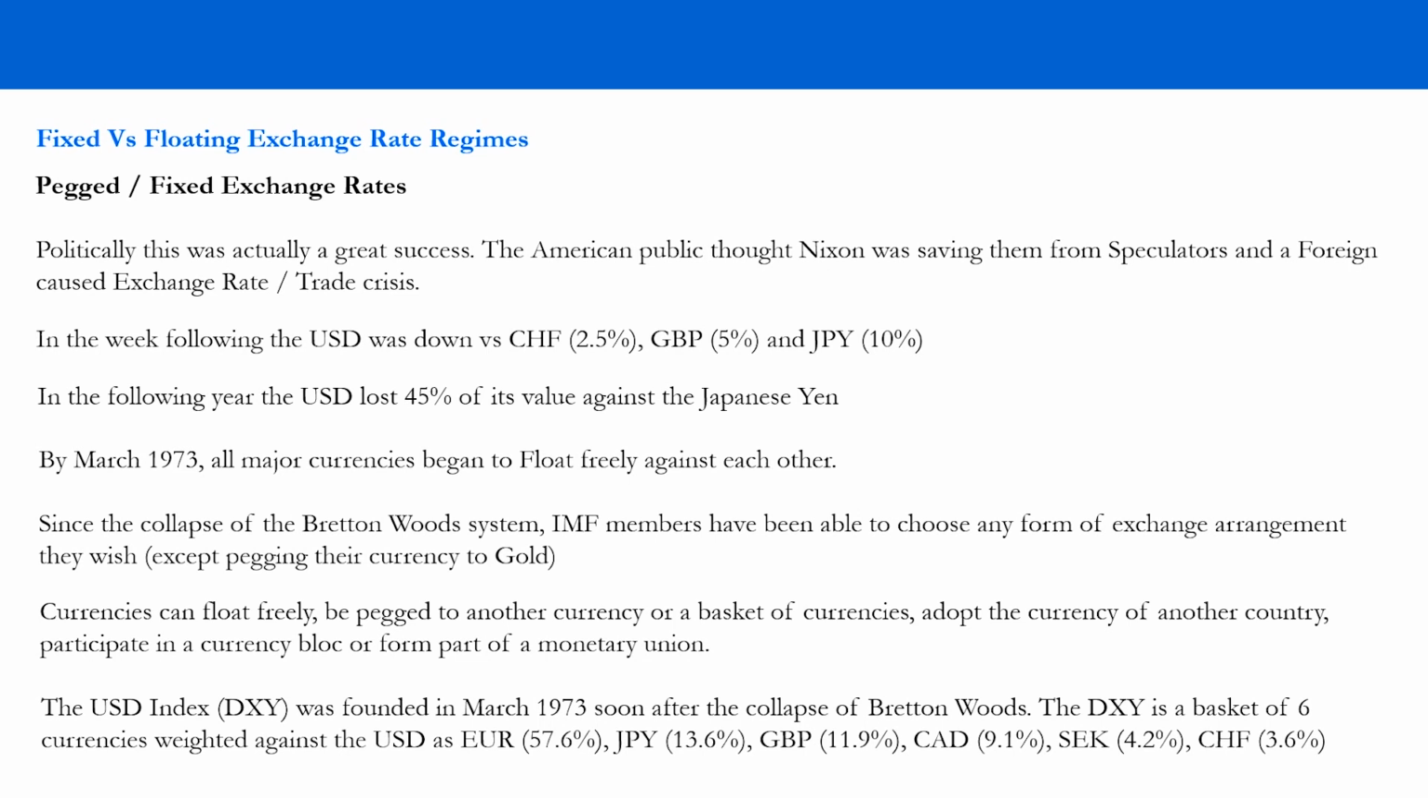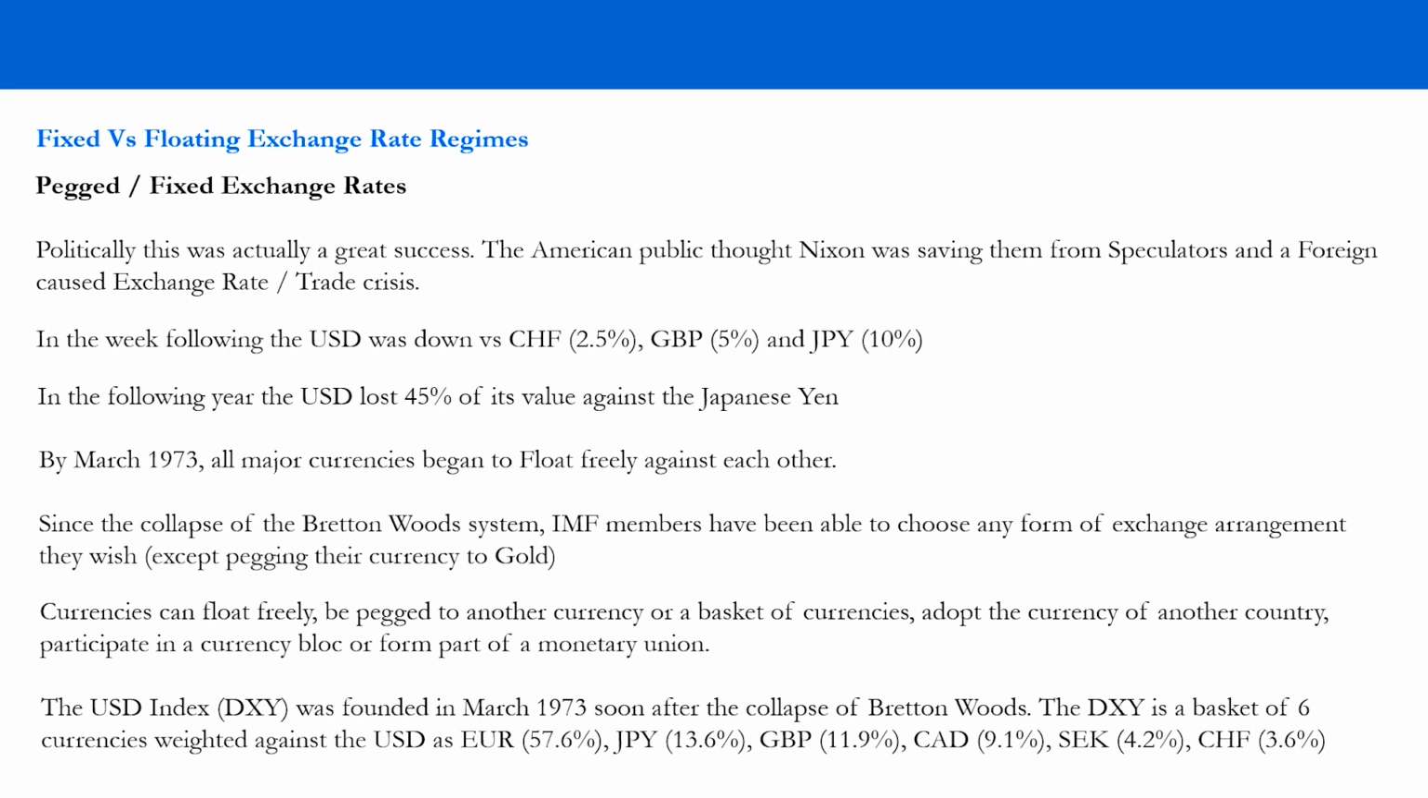So it ended up being a political success, but the economic reality was that in the week following, the US dollar fell 2.5% against the Swiss franc, 5% against the pound, and 10% against the yen. Not huge moves, but big enough. And in the year following, the US dollar was actually down 45% against the Japanese yen.